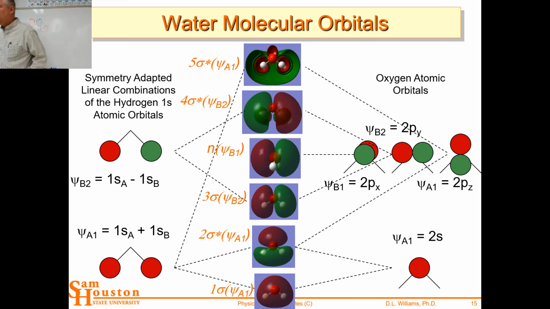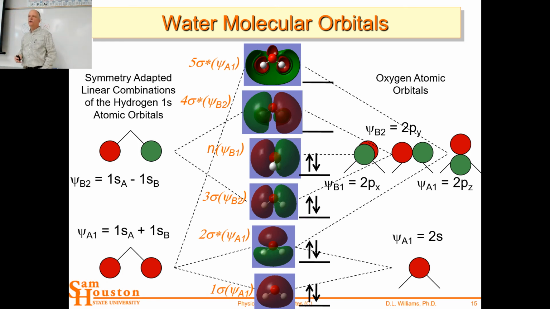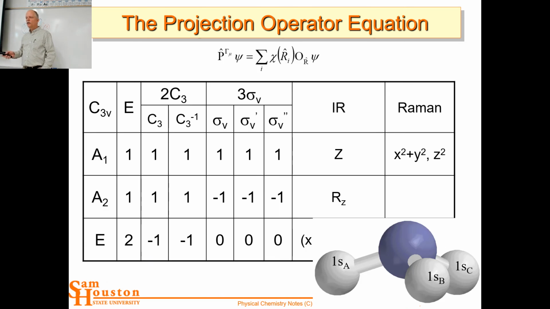So that is the projection operator for water. That's where these pictures come from. We have an energy level associated with every molecular orbital. We come in with 8 total valence electrons, and we start at the bottom and build it up. Let's do the same thing for ammonia. Let's go kind of quickly through this one.